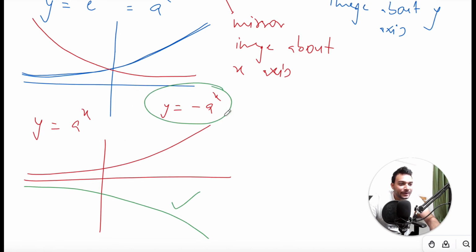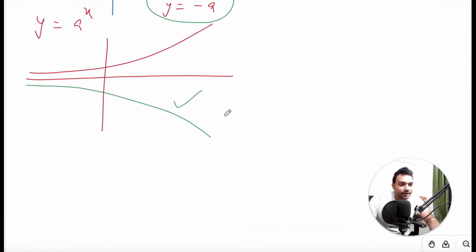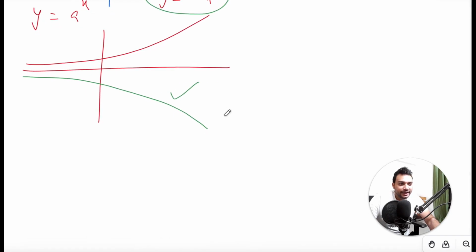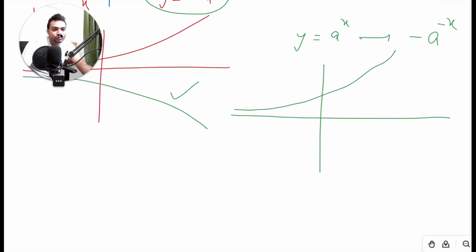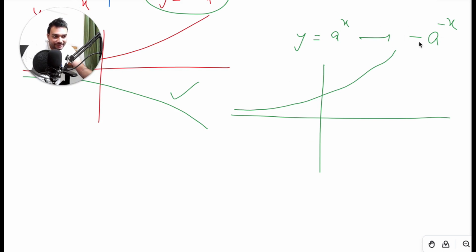Okay. Now let's take a more complicated example. Let's combine both the transformations. In a single function, we'll do input level transformation as well as function level. So y is equal to a raised to the power of x. Let's transform this to negative a raised to the power negative x. Okay, so we'll do this in sequence. First, sketch a raised to the power x. Then I show you the sequence: first I do a raised to the power x, then I go to negative a raised to the power x.